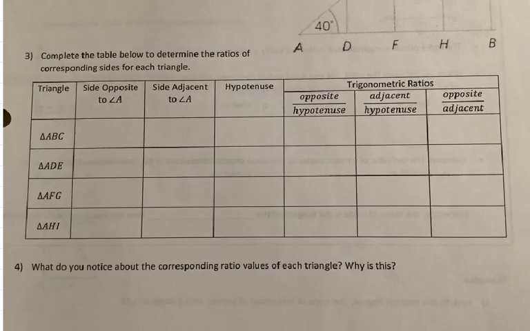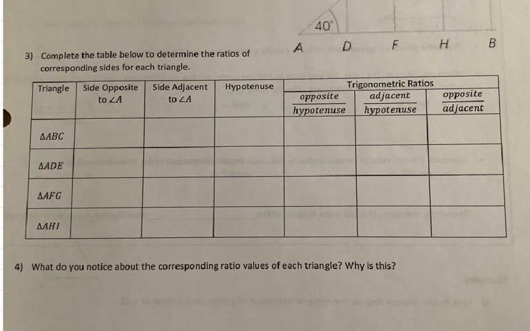All right, now we're going to complete the table underneath that. So it says complete the table below to determine the ratios of corresponding sides for each triangle. So this is setting us up to learn about sine, cos, and tan. So we're just going to fill in the measurements that are given to us above where we just measured.